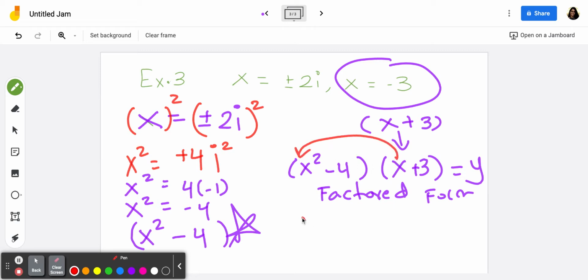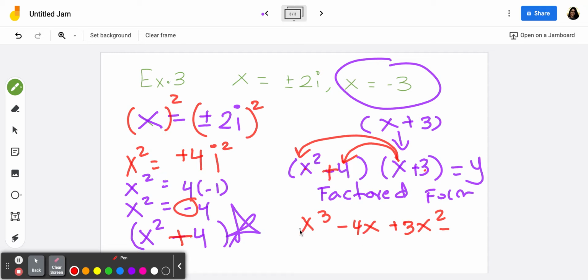X times x squared is x cubed, and then x times negative 4 is negative 4x. 3 times x squared is positive 3x squared, and 3 times negative 4, I made a mistake. So this should have been a positive 4 when I moved it to the other side. So right now, let me correct my mistake. See how it was negative 4 over here? I'm going to move it over to be a positive 4. I forgot to move it over and make it a positive 4.